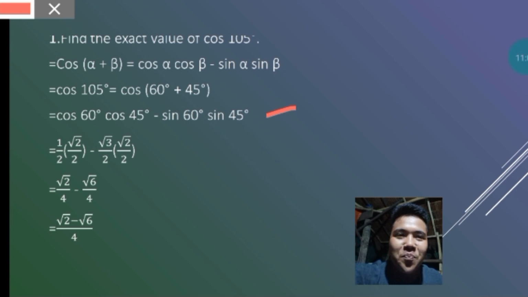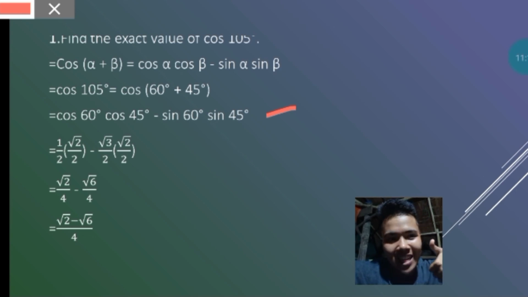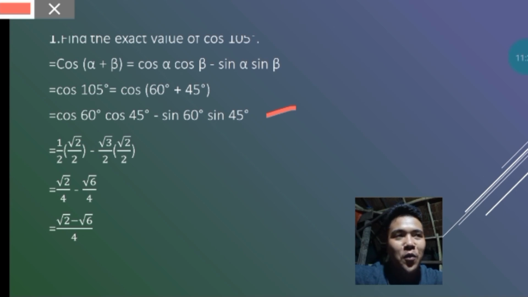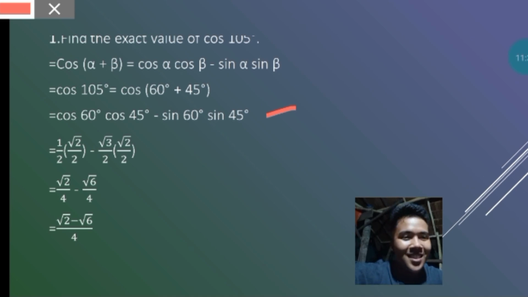Okay? So there are a lot of trigonometric functions that could be applied. It is in the sine, cosine, but for us in this video presentation, we are going to focus on the cosine and the sine. Okay? So I hope it is clear to you and you understand how to find the exact value of a trigonometric function using sine and cosine, by the use of the sum and difference formulas. So, thank you.